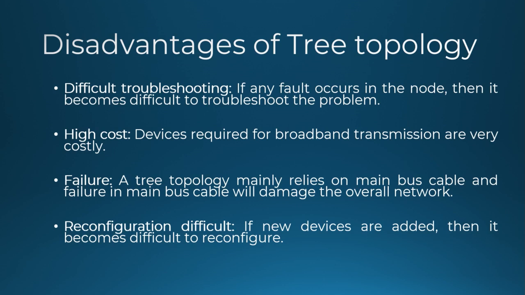Disadvantages of the tree topology: difficult troubleshooting. If there are any faults in a node, then it becomes difficult to troubleshoot the problem. High cost. Devices required for broadband transmission are very costly. Failure. Tree topology mainly relies on the main bus cable, and failure in the main bus cable will damage the overall network. Reconfiguration difficulty. If new devices are added, then it becomes difficult to reconfigure.